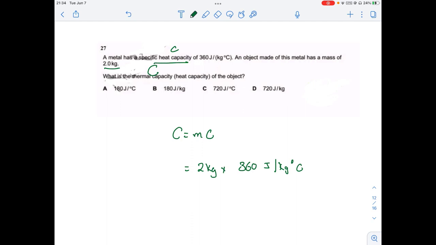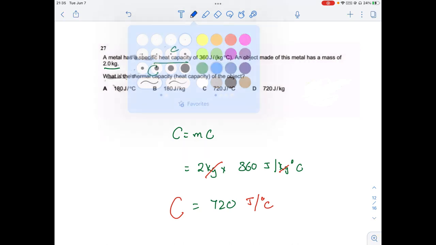Why am I writing it out like that? Because when I multiply it out to 720, you can see that kg and kg get cancelled. My units will be joules per degree Celsius. So my capital C is going to be joules per degree Celsius. So we can see that it is going to be option C. That's going to be the answer.